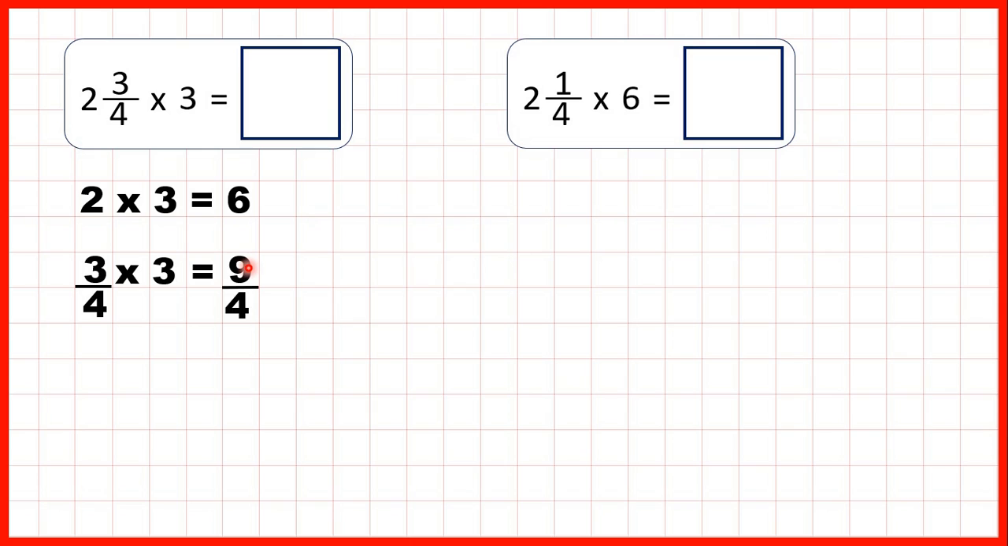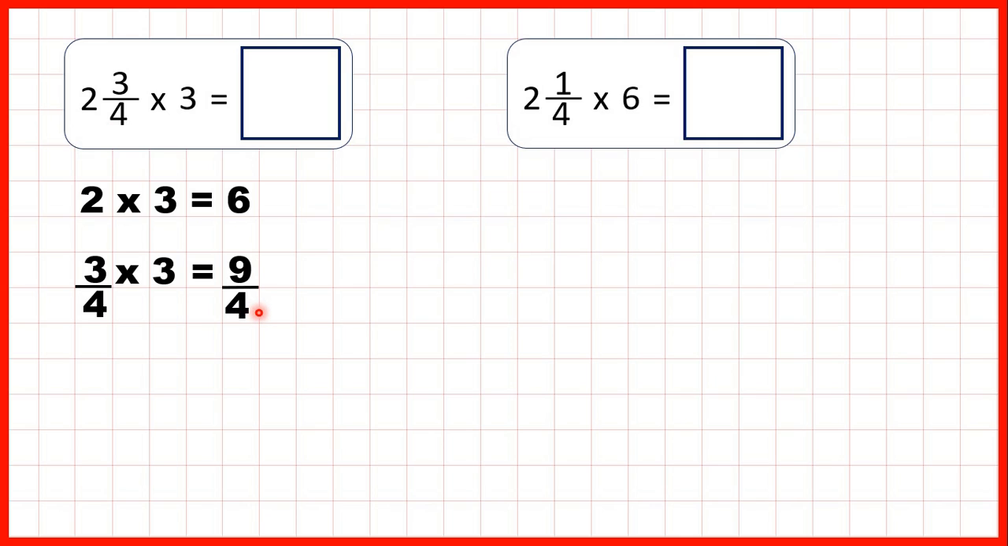But that's an improper fraction. We have a numerator which is larger than the denominator. So we can't write 6 9/4 as our answer, because we can't have an improper fraction in a mixed number. We can't have a fraction where the numerator is larger than the denominator if we have a mixed number. But we can change 9/4 to a mixed number.